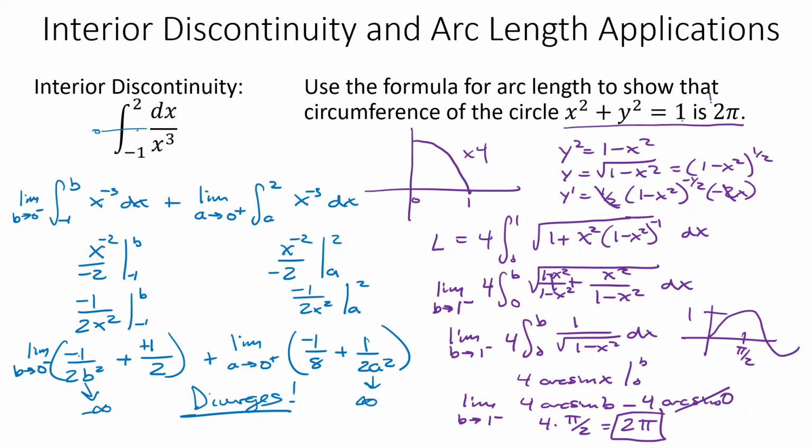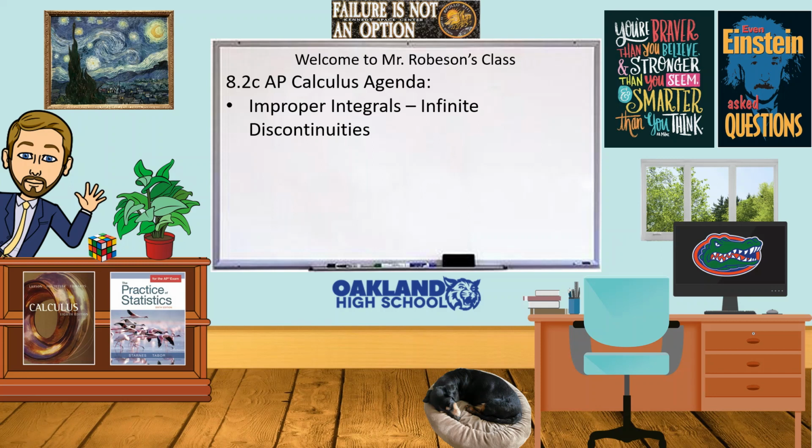And that's what we wanted to show, that it was equal to 2 pi. There it is. Done. All right, so that's how we deal with discontinuities in the middle. We split it up, or if it's just at one of the endpoints, we can also still just rewrite it as a limit.